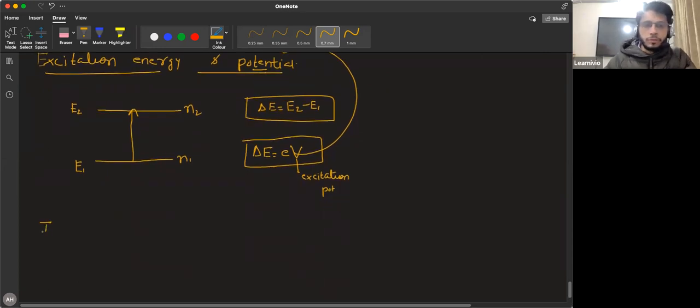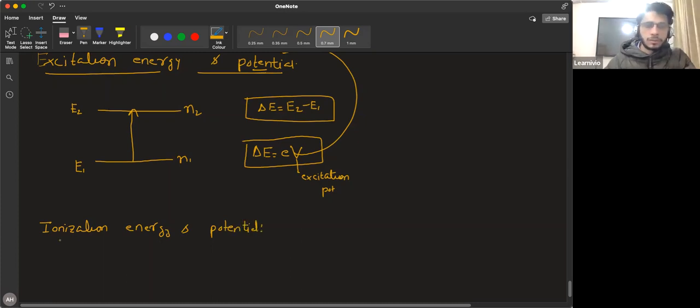Similarly, you can define two more terms. One is ionization energy and ionization potential. What does ionization mean?